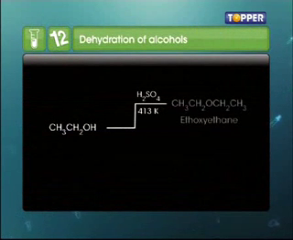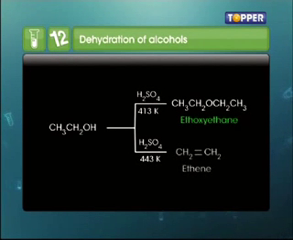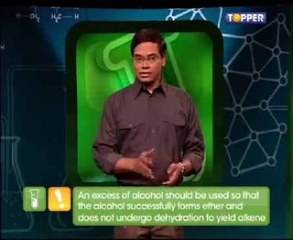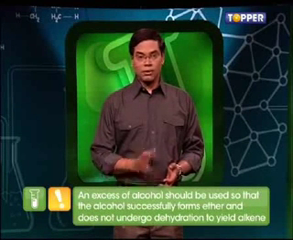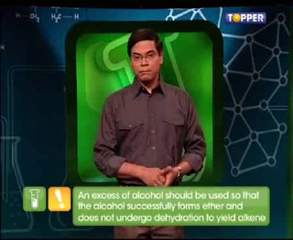For example, at 413 Kelvin, ethanol dehydrates to give ethoxyethane. But at 443 Kelvin, ethanol dehydrates to ethene. The presence of a protic acid is necessary for this reaction to take place. Thirdly, unless an excess of alcohol is used, alcohols undergo dehydration to yield alkene. I hope you will remember this.